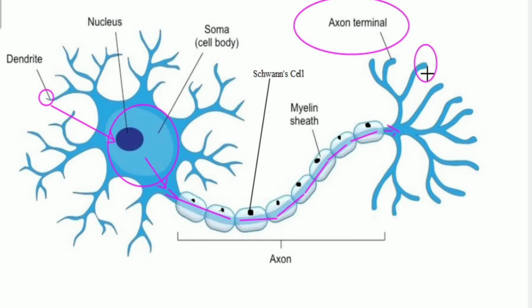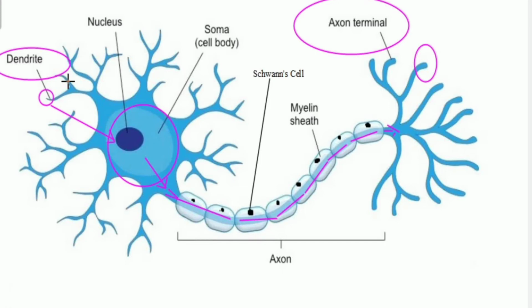Again there is a gap between the axon terminal and the second neuron, and we know that the second neuron always starts from the dendrite. So this gap is called the synapse. Of course, there is a gap.